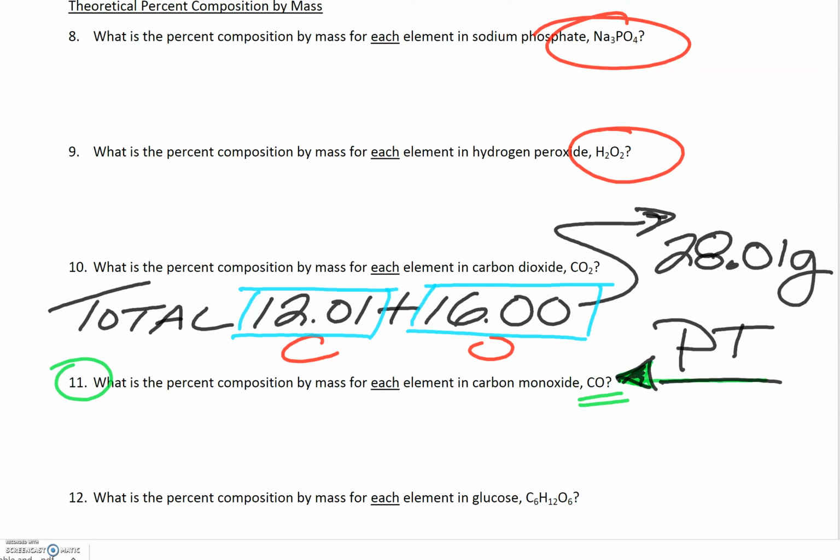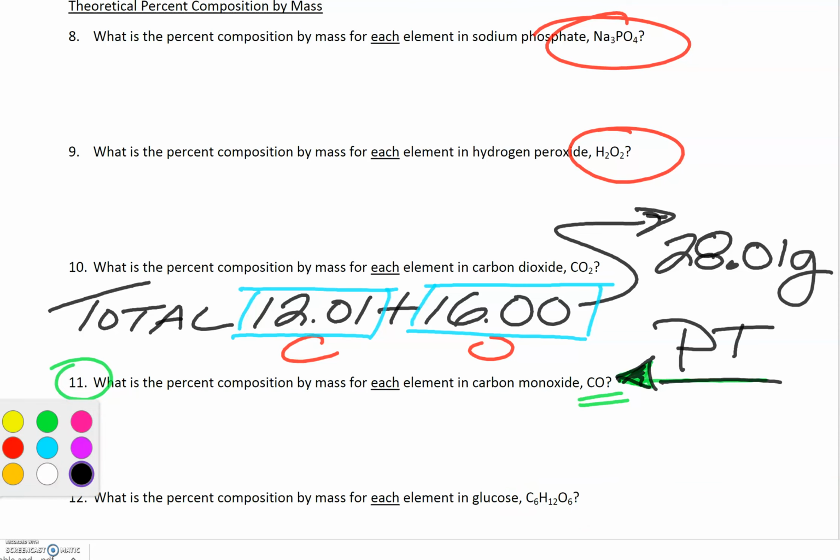Now, if you had more carbons, you'd have to multiply by however many you had. So let's say you had 3 carbons, you'd multiply it by 3. Had 3 oxygens, you multiply it by 3. So you look at the total mass. If we go down to this one, that's going to be 6 carbons. So it's not going to be 12.01, it's going to be 12.01 times 6. So again, it solves the same way.